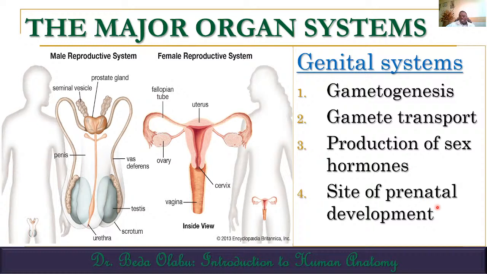Importantly, and this could just be narrowed down to the uterus, the uterus is the site of prenatal development. The baby develops in the uterus for some 9 months before birth. So it's a site of prenatal development. You may have considered those to be two systems or just one big system. Either way, we know that's there.